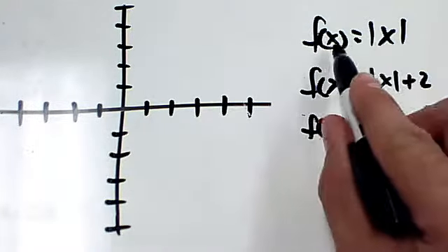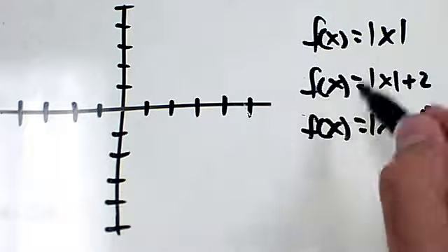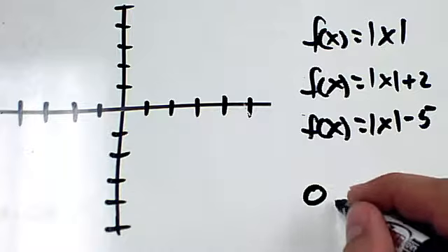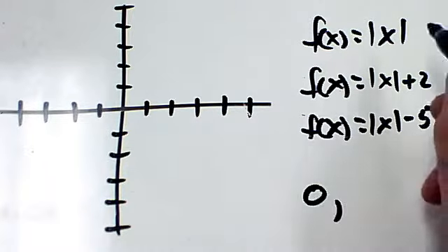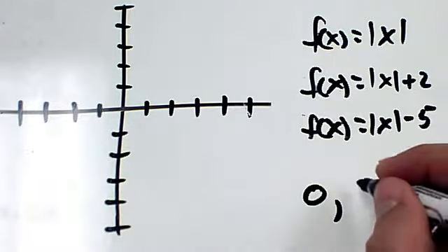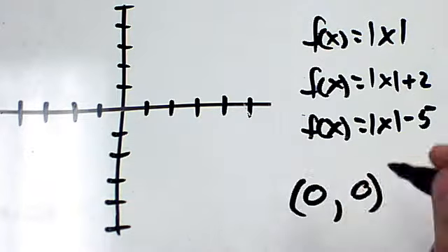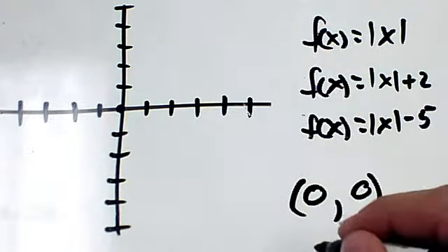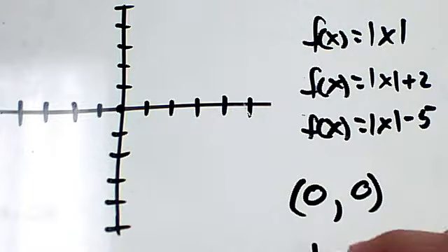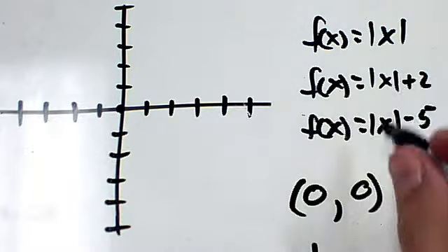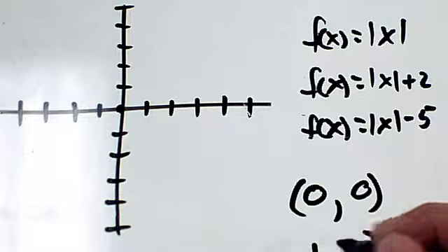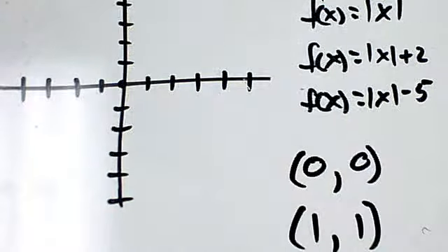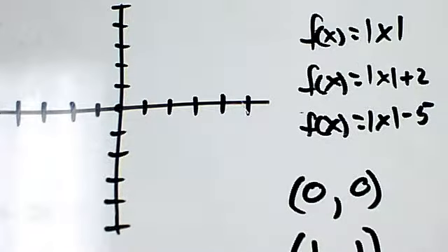This is the parent function. F of x is equal to the absolute value of x. Okay, and so let's plug in some values. So when x is 0, f of x is the absolute value of 0, which is just 0. So we'd have a point here, at the origin. When x is 1, f of x, the absolute value of x, is 1. Remember, it's just taking the distance even when we're going in a positive direction.